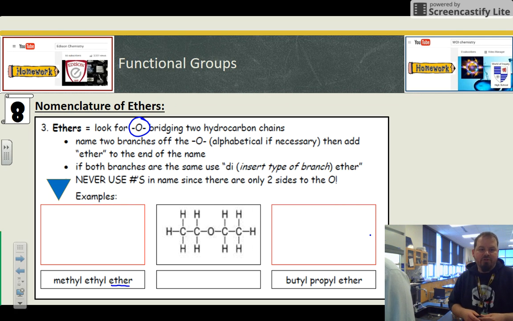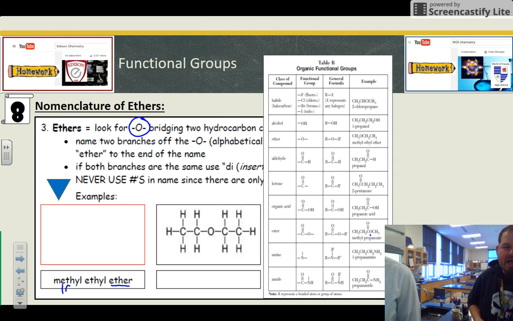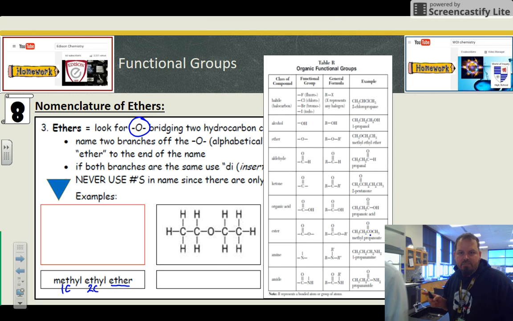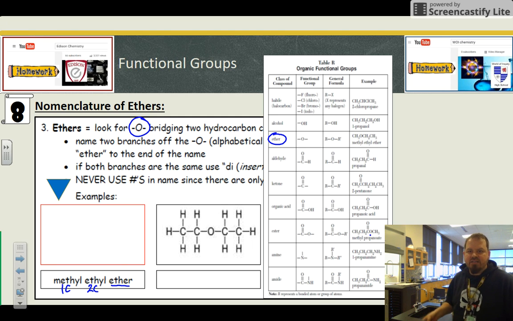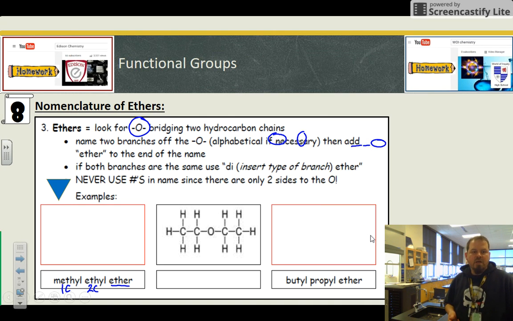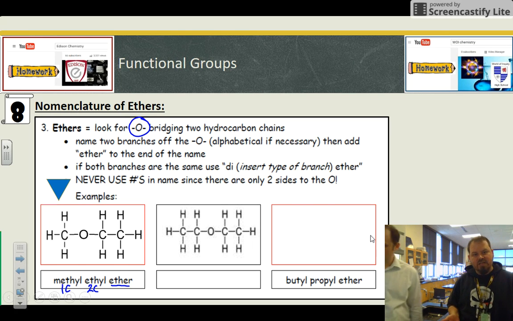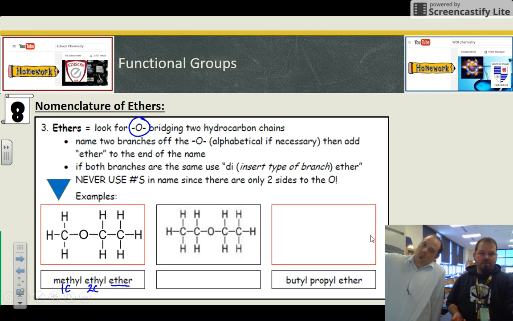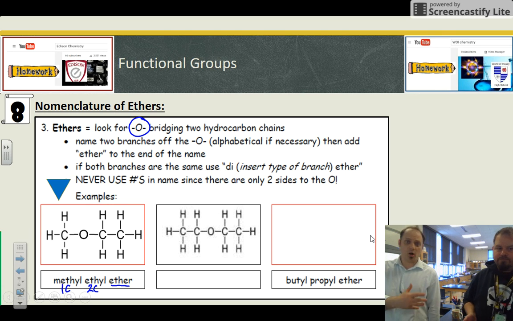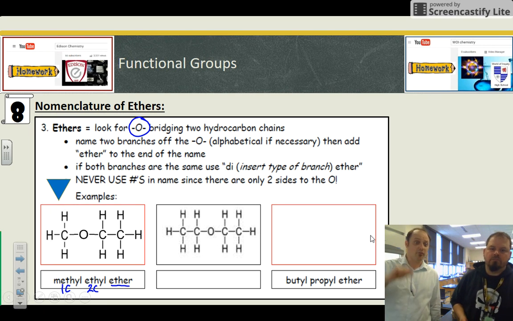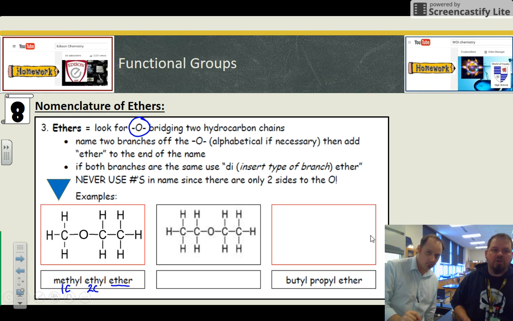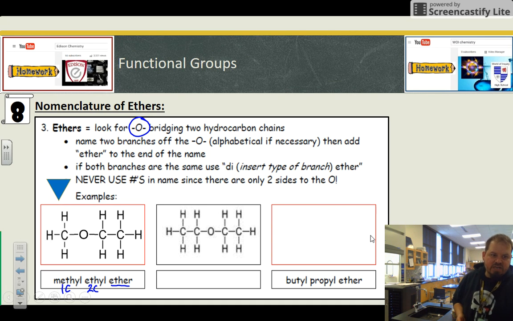So I see methyl ethyl ether. Looking on this table under the names on the right-hand side, which one ends in ether? And there it is. That's what I'm actually looking for first, and that means my functional group is that O. On one side I'm going to have a methyl, and on the other side an ethyl. If I flip that around, it doesn't matter. There's no long hydrocarbon chain to name as a backbone because everything is technically a branch in an ether. You can name it ethyl methyl ether, and we're going to give you credit for that.